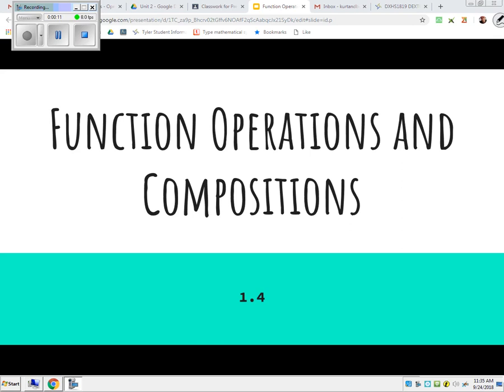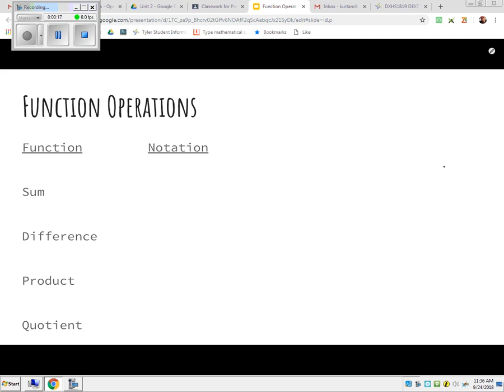Okay. So today we're going to be working with function operations first. And then the bulk of the lesson is going to be composition. This might be kind of a long video because there's a lot to cover, a lot of different ways that this can look. Now, first up, function operations.